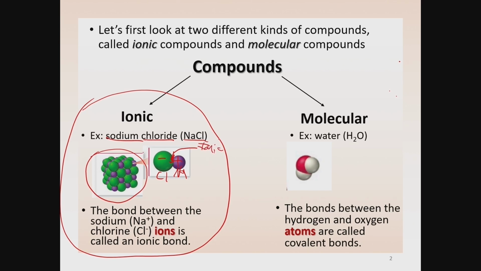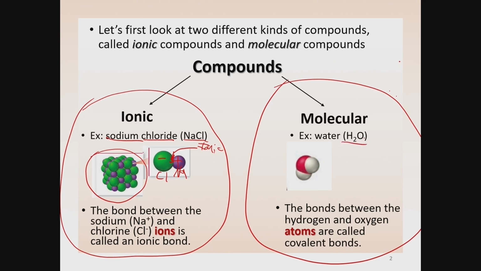Now on the right side here, what we have are compounds that are not considered to be ionic compounds. Instead, they are molecular compounds. A great example of a molecular compound is water. There is good old water. Its formula is H2O. We have that nice picture of water there. You can see we have a red oxygen atom, and it's bound to white hydrogen atoms. There are two white hydrogen atoms bound to the oxygen atom. But here's a very important difference between molecular compounds and ionic compounds.